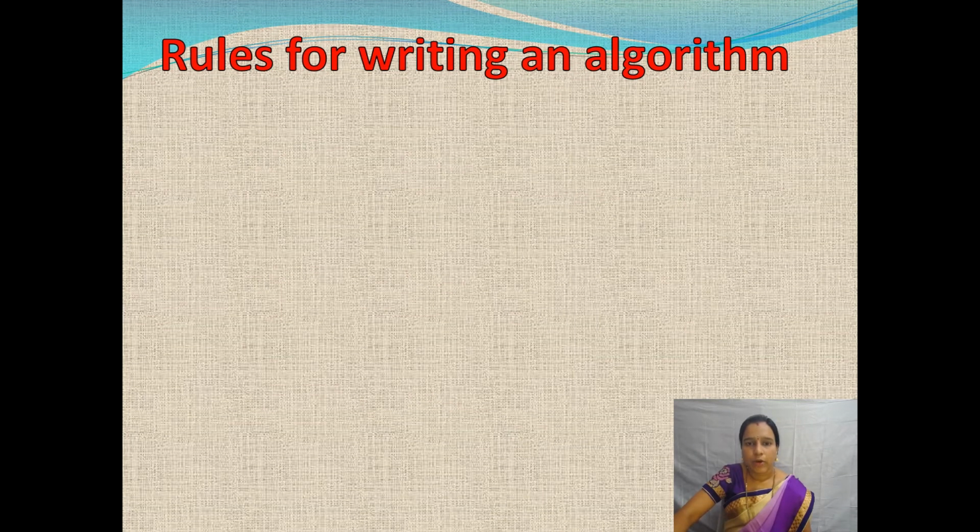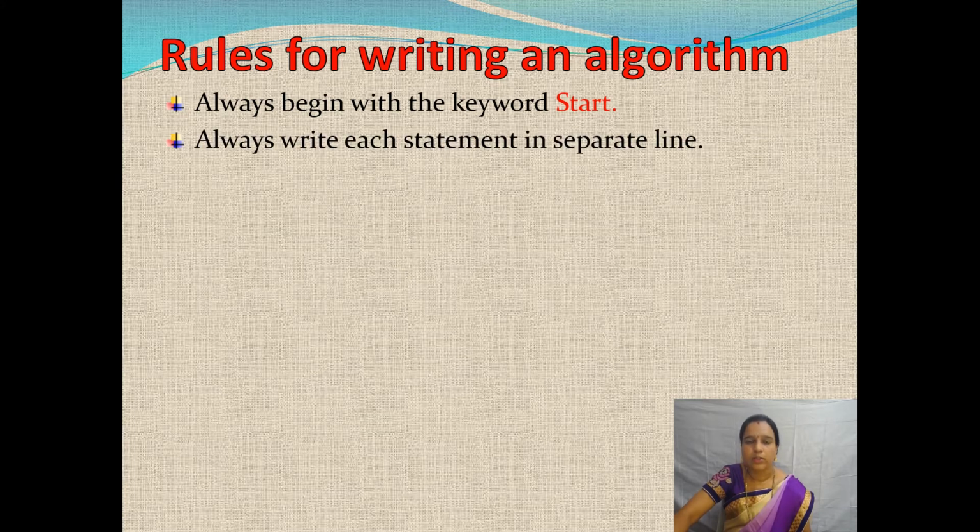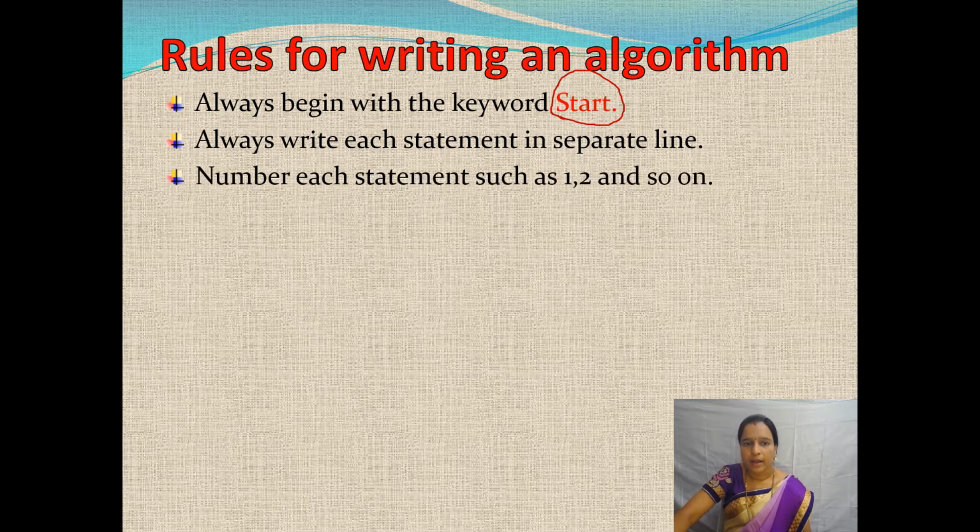Next, rules for writing an algorithm. So what are the rules we need to follow to write an algorithm? First, always begin with the keyword start. Always write each statement on a separate line. Number each statement such as 1, 2 and so on.